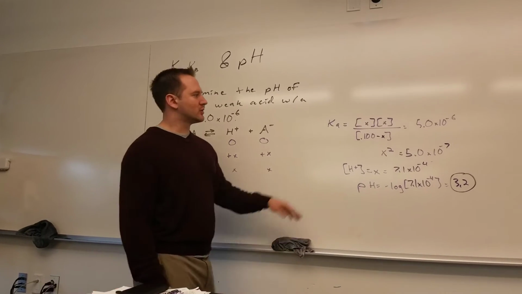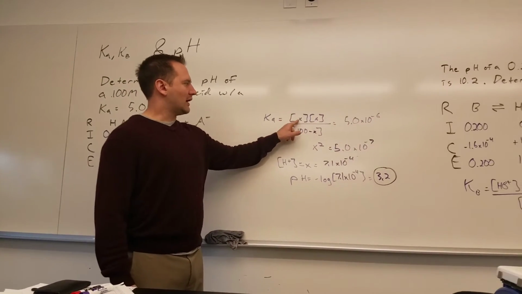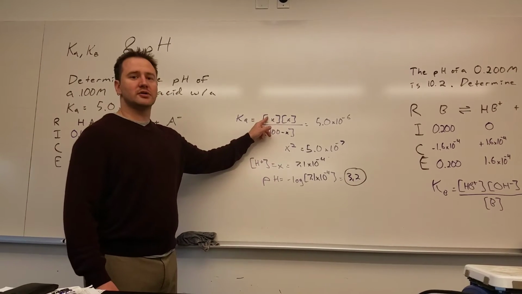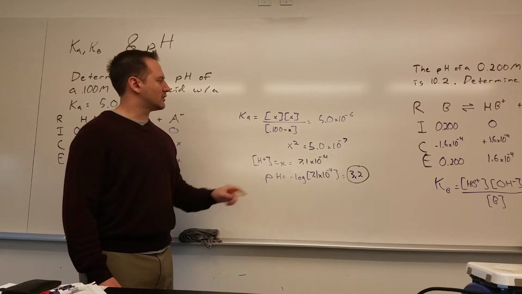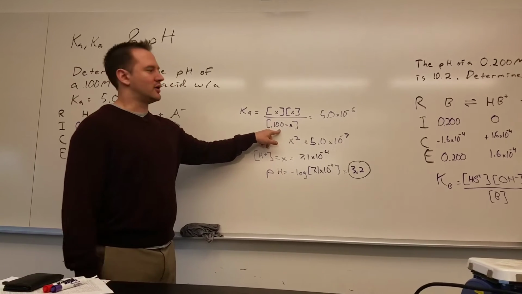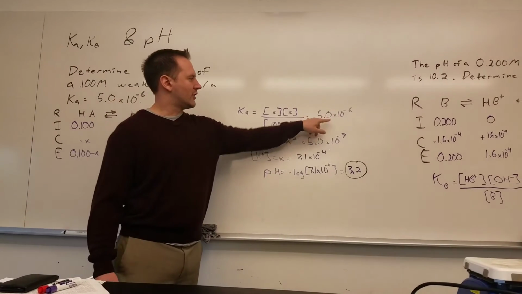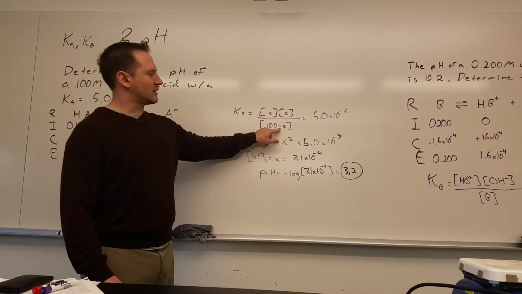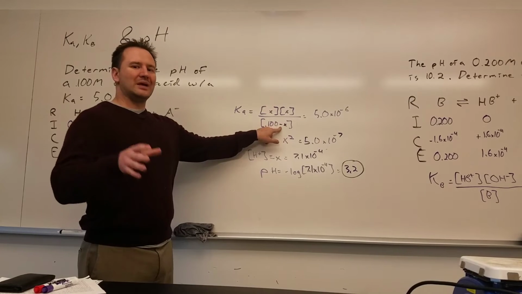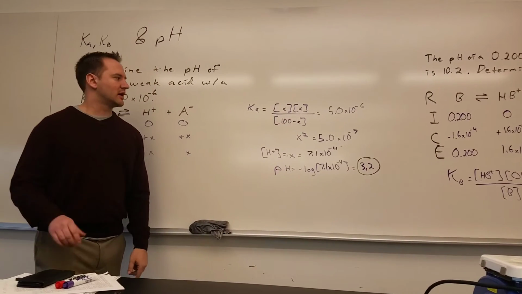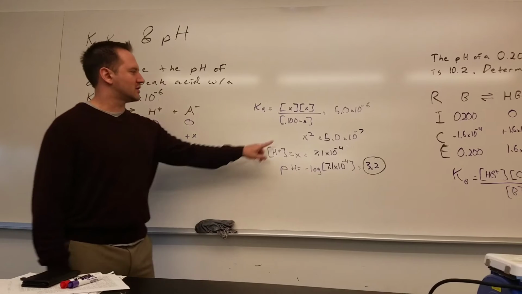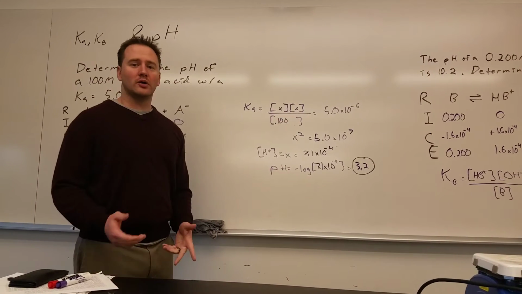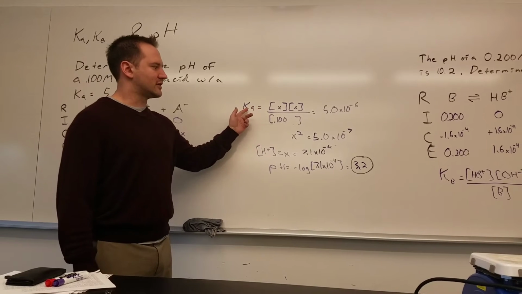So when we plug this into a Ka expression, we see that we get X squared in the numerator because the numerator represents the concentrations of the products multiplied by each other over the reactant concentration. Since we have a Ka value of 5.0 times 10 to the negative 6th, we can simplify this, because for any weak acid with a Ka less than 10 to the negative 4th, we can actually ignore the loss of the unionized acid, which makes the equation become quite a bit simpler. It goes from being a quadratic expression to something where you just have to take the square root.